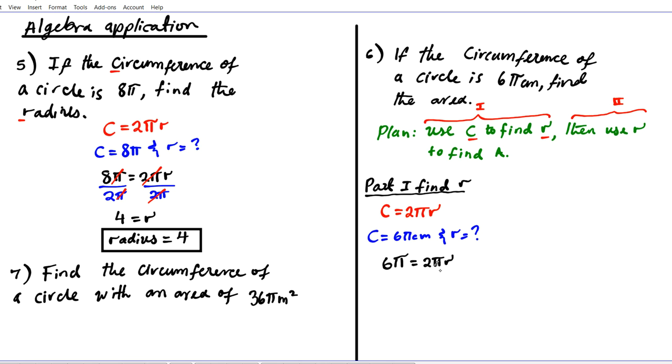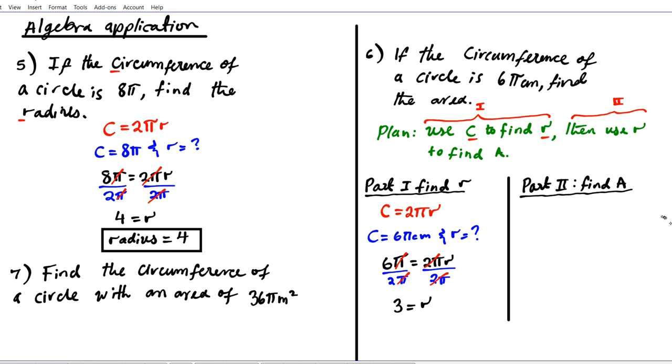So we'll divide both sides by 2 pi. And then reduce. Okay. On the right side, the 2 pi's divide out. On the left side, pi's divide out. 6 divided by 2 is 3. Okay, so that's your radius. We're done with part 1. That's the intermediate step. Part 2, we now need to find, what are we going to find? The area. So part 2, we're going to find the area A.